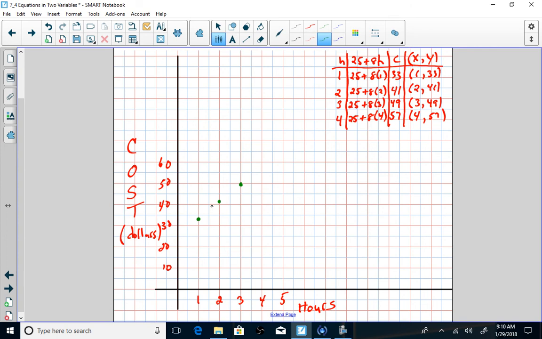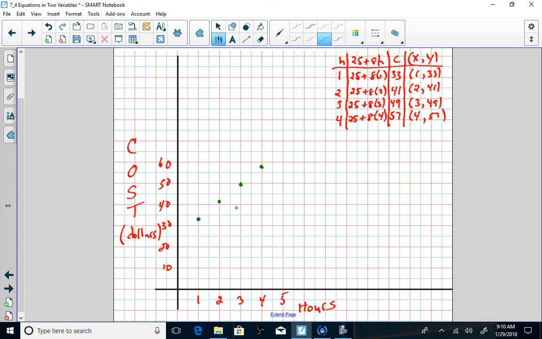You're going to learn more about that a little bit later this year and next year and the year after that. But all of your data points should be in a straight line. All right, and then finally we have 4 and 57. So I go over to 4, up to 57. 57 is going to be just below 60.